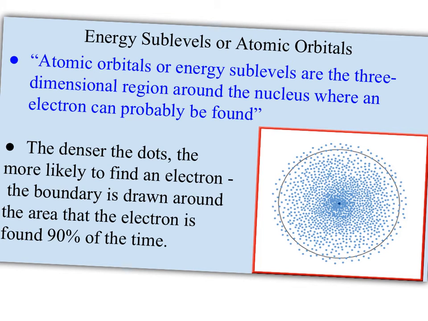Atomic orbitals or energy sublevels are the 3-dimensional region around the nucleus where an electron can probably be found. And the denser the dots, the more likely you are to find an electron there. That's referring to this image to the right, where you have some kind of computer image showing where the electrons are most of the time. These dots just represent where the electrons hang out a lot. And they actually draw the boundary around the area where the electron is found 90% of the time. Just like state borders, there's not actually a big line there or a big fence or anything. Same thing with these boundaries for these energy levels or these orbitals.